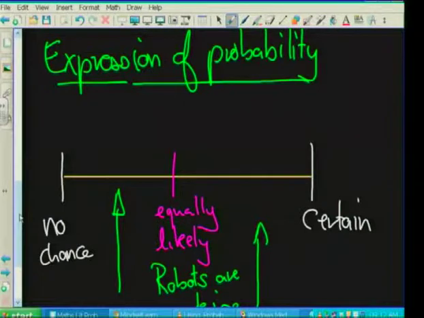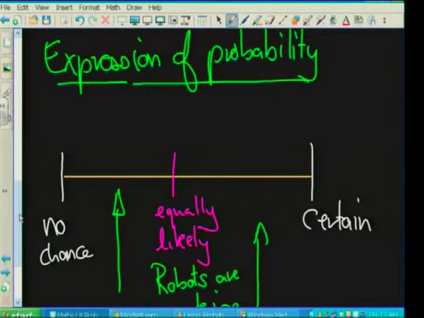But let's take a simple example. If we take a look at tossing a coin, spinning a coin, heads and tails, you've got two outcomes. You can either have a head or you can have a tail. Either one. Having a child, you could either have a boy or a girl. 50% chance. It's equally likely. So robots perhaps might be there, or depends which part of the world, but some things are equally likely.